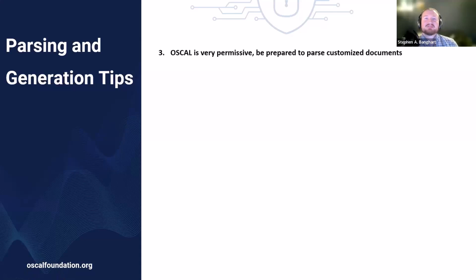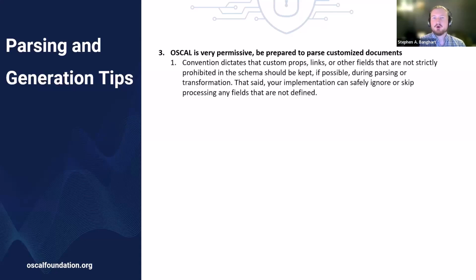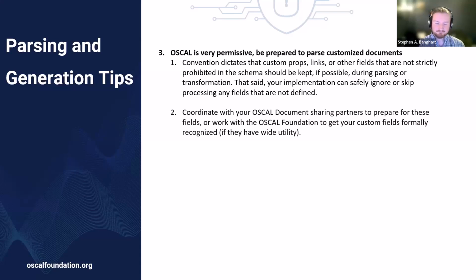Third, OSCAL is very permissive. That means that there are sometimes some complexities in parsing. When you are parsing an OSCAL document and you receive a number of these custom properties, custom links, and other fields, you're supposed to keep those if possible during parsing. But if you don't understand what that is, if the declarations of what that property actually are not well defined already by the standard, you're safe to ignore them. You can just skip processing and go to the next thing instead.